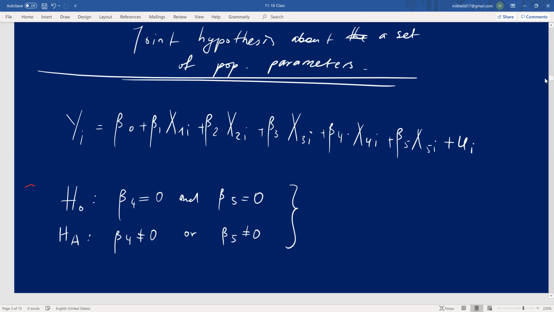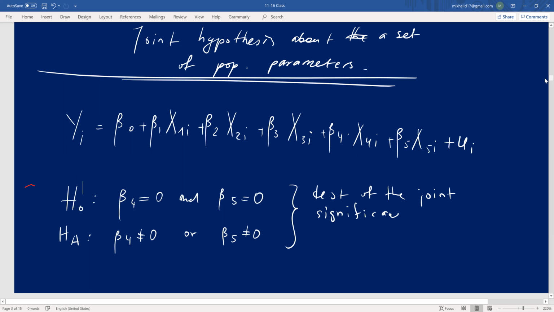We call this a test of the joint significance of beta 4 and beta 5. How do we do it? What is the next step? Can you guys tell me?